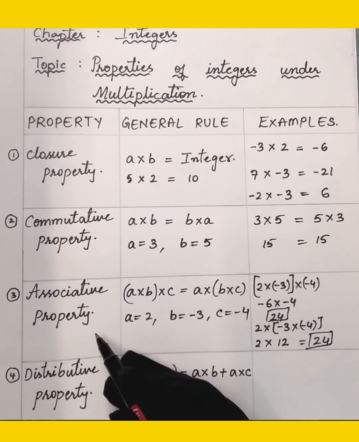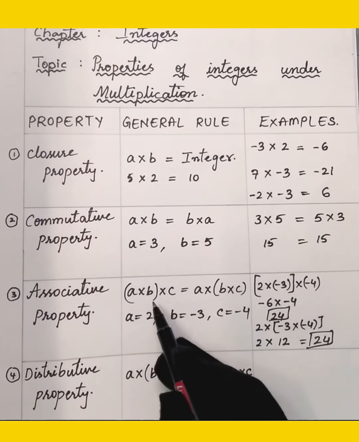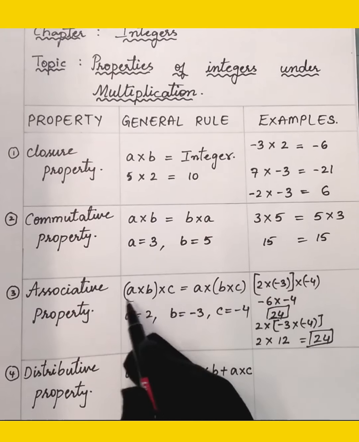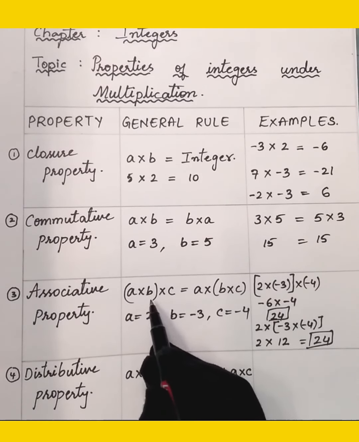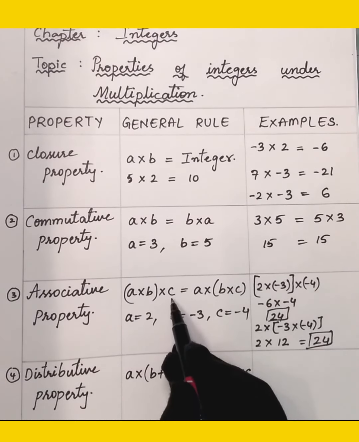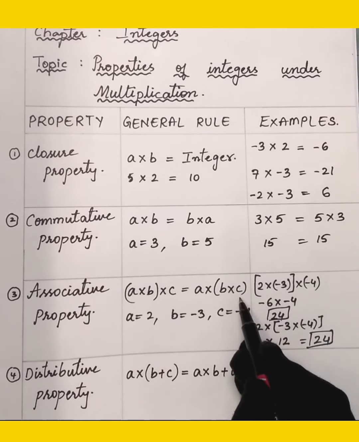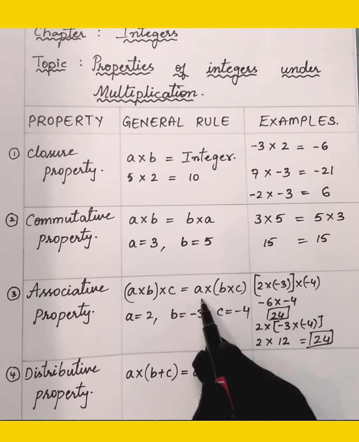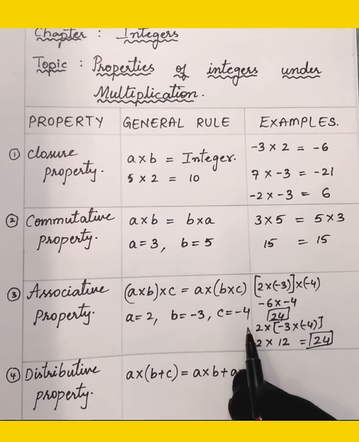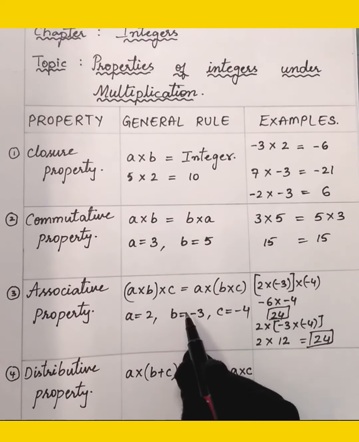What is associative property? If three integers are there, a, b and c, if you multiply first a into b, the first two integers, then multiply with the third integer, it will be equal to multiplying the second and third integers first and then multiplying with the first. We get the same answer. That means integers follow the associative property.